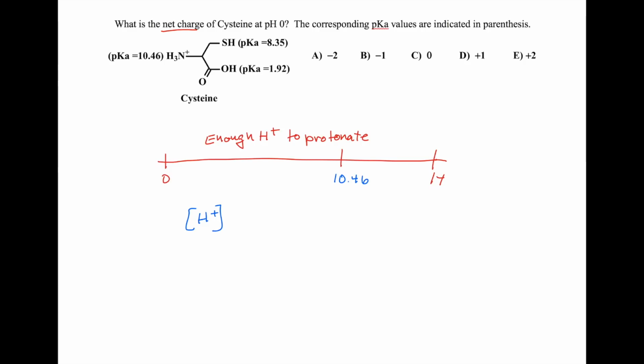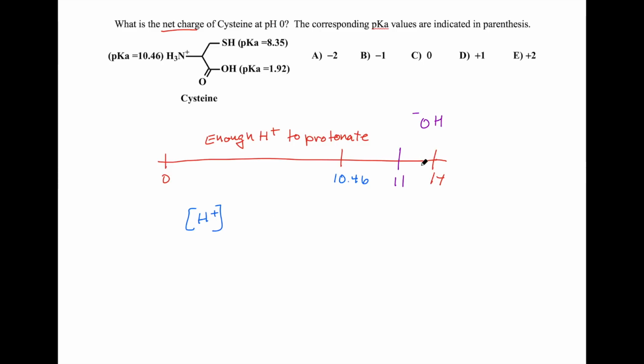Say we had a pH greater than 10.46. Say we had one around 11. That means that at 10.46, the pH is lower than where we are. So at a pH of 11, there would be more OH minus relative to H plus in solution. Therefore, the group would be deprotonated, because the pH is above 10.46.